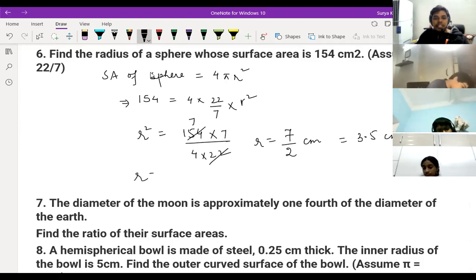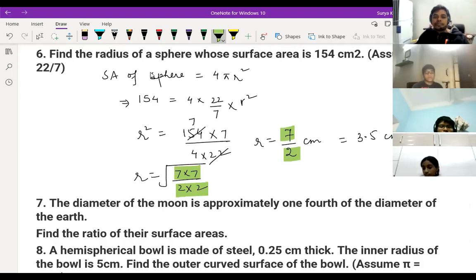What are we doing, children? We are finding r, which is the root. Root is nothing but 7 into 7 divided by 2 into 2. Out of the root you take, it means it comes only one time. So 7 into 7 is 7, 2 into 2 is 2. Why 2 into 2 is 4? No, why am I writing 2? Because we are bringing it out of the root. If you are bringing something out of the root, you have to make a pair and bring it out only one time.